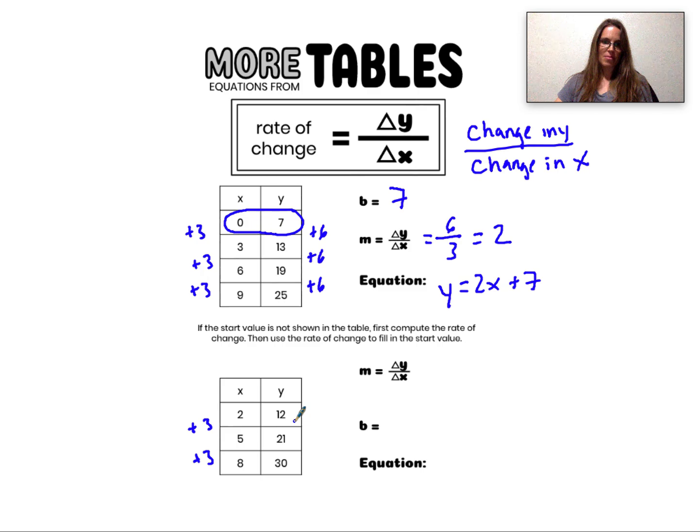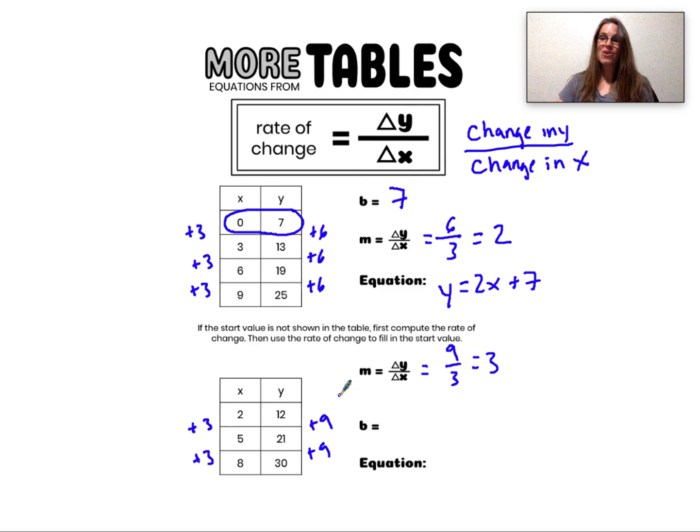Y is increasing by 9, plus 9. Again, if you can't just see, oh, I'm adding 9 to 21 to get 30, I can subtract 30 minus 21, 9. 21 minus 12, 9. My rate of change is the change in y, 9, divided by the change in x, 3. My rate of change is 3.